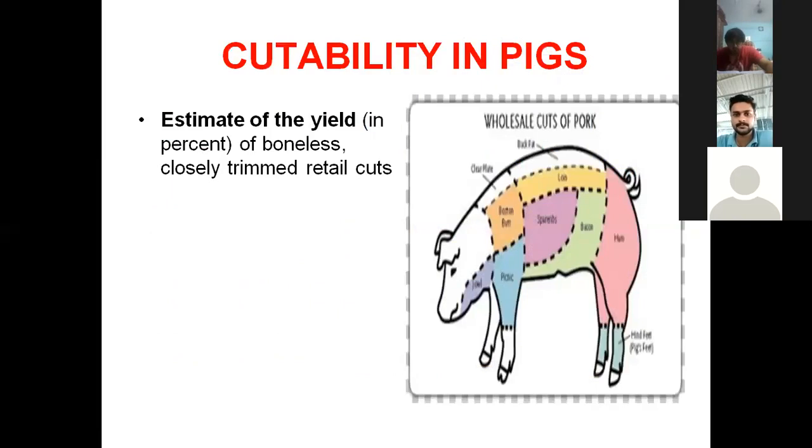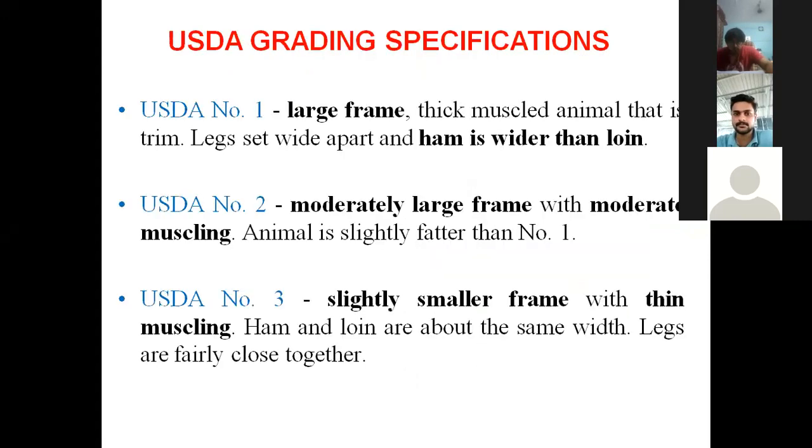So you can see the estimate of cuttability in pigs. Already we know what cuttability is. It's the trimmable cuts that you can get. So now coming to the grading.